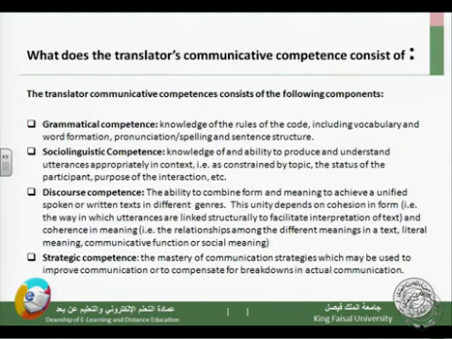In addition to the access to such types of knowledge, now the translator has to have a communicative competence. The communicative competence should consist of what? Of the following components. Very important point. This one is, okay, I have knowledge to this and to that, but the communicative competence is very important. Now, what do we mean by communicative competence? The communicative competence consists of the following components.